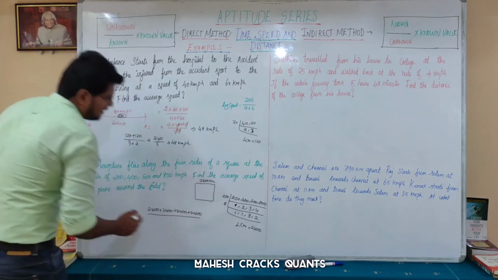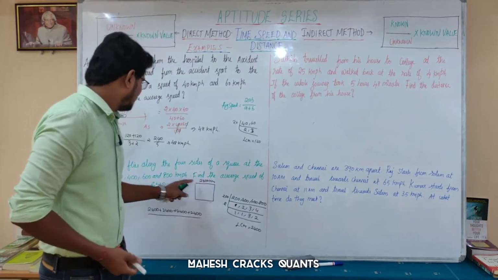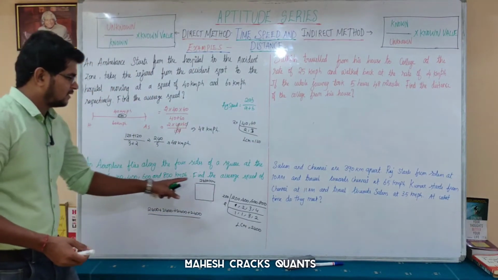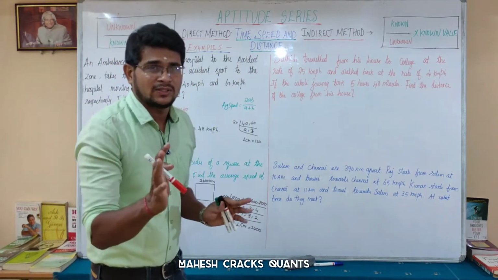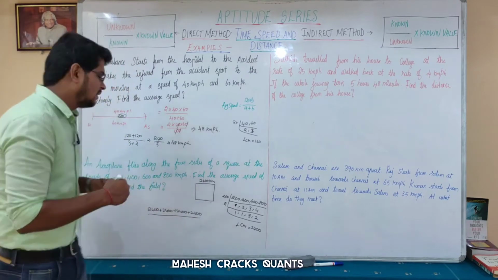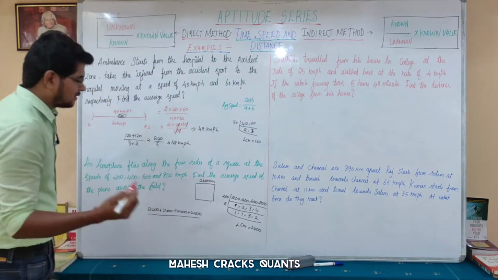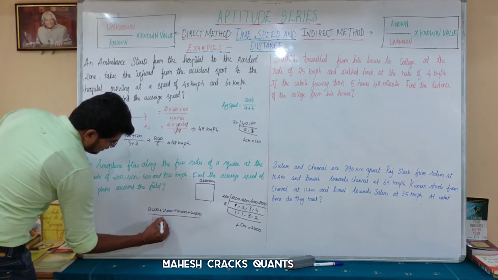So the first side, what is the speed of this first side? First side at the speed of 200 km per hour. 200 km per hour means every hour he covers 200 km. How many hours will he take to cover 2400 km? So 2400 divided by 200, you will get 12 hours. So first one, 12 hours.